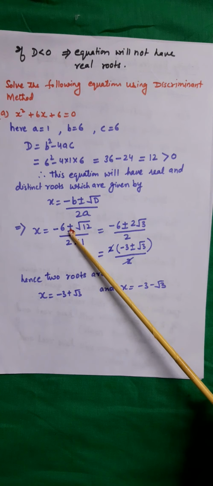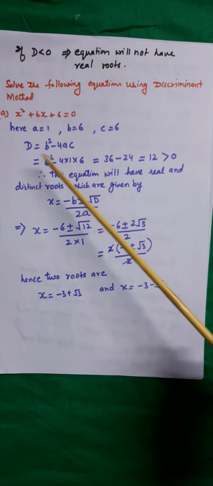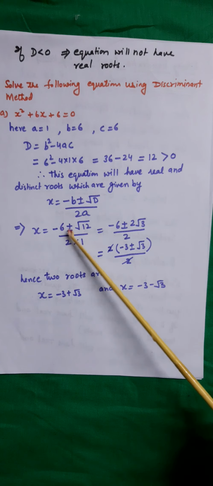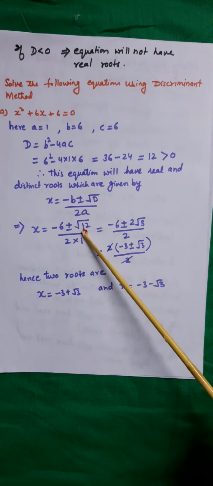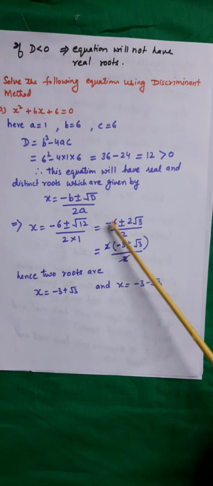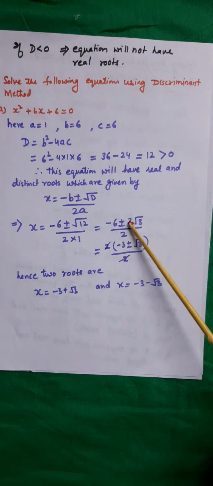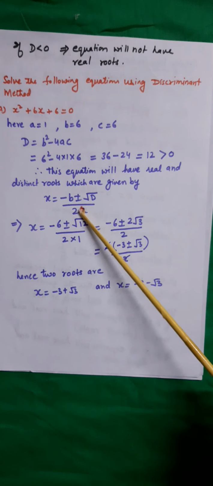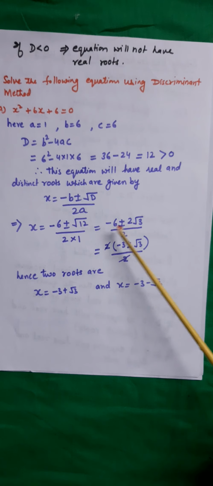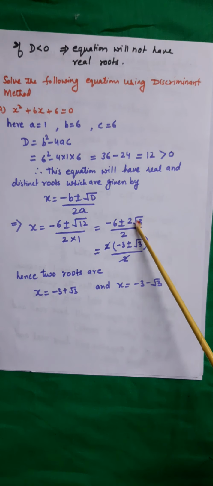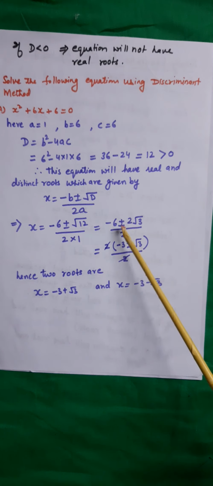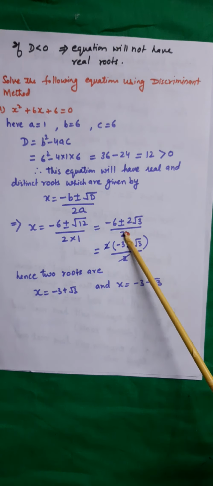You just have to put the values from here. So x is equal to minus 6 plus minus under the root 12 upon 2 into 1, which is equal to minus 6 plus minus 2 root 3. When you find the root of 12, 12 can be written as 4 into 3. So 4 under the root will give me 2. So minus 6 plus minus 2 root 3 upon 2.